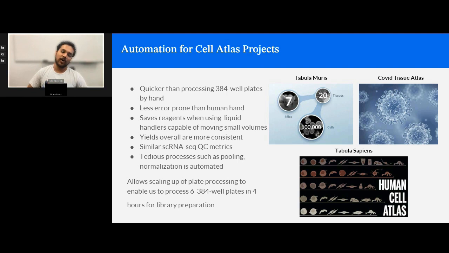All the tedious processes, especially manually tedious processes such as pooling, normalization, copying, and stamping, are automated, which makes it much easier to scale up and process as many samples as we can in a given amount of time. So all these features allow us to scale up the plate processing to enable us to process 6 384-well plates in around 4 hours of library preparation time.